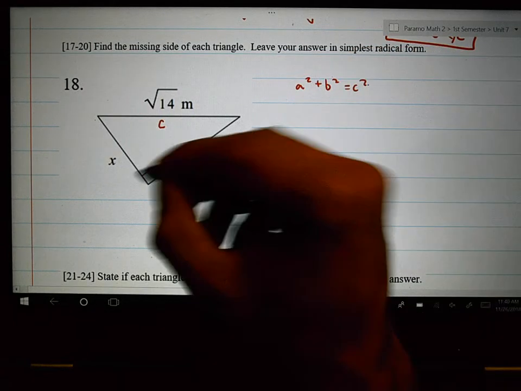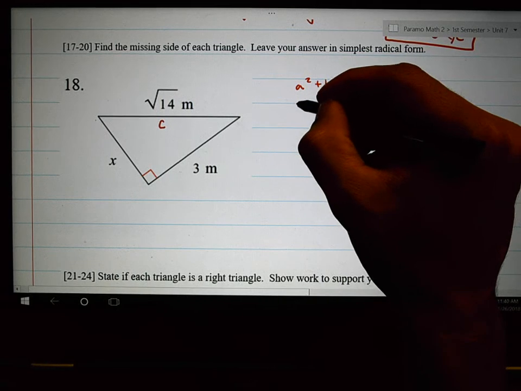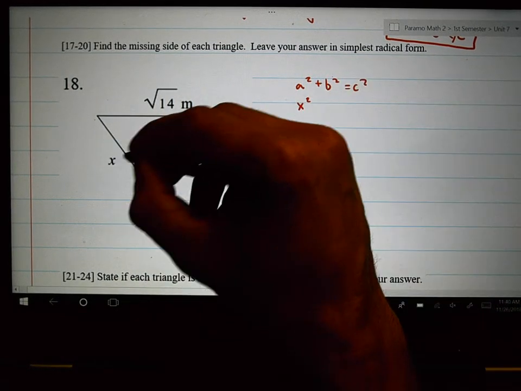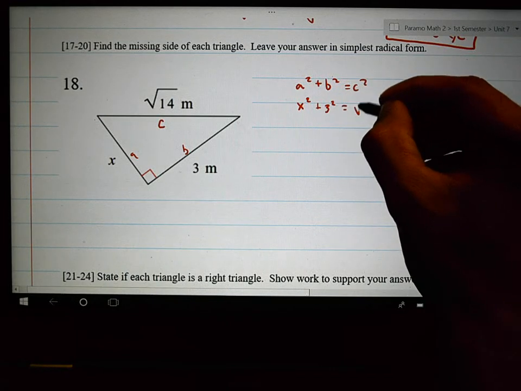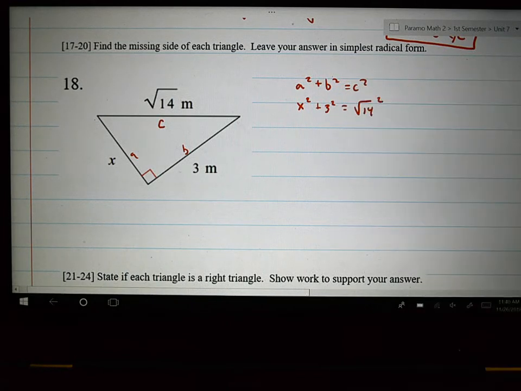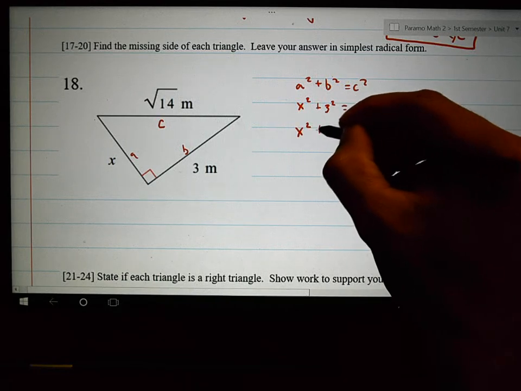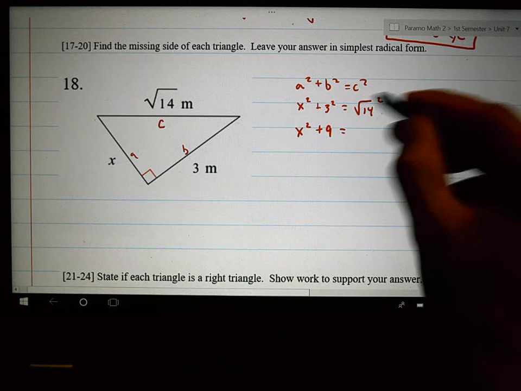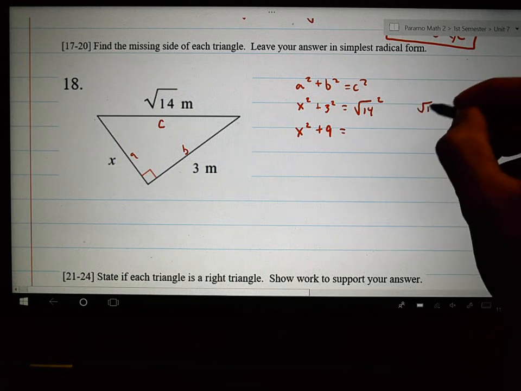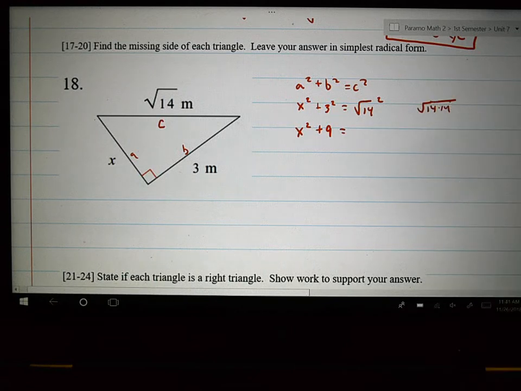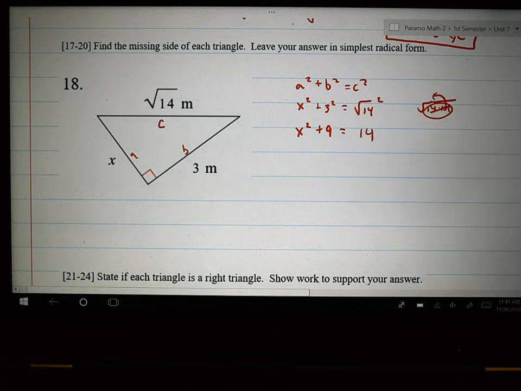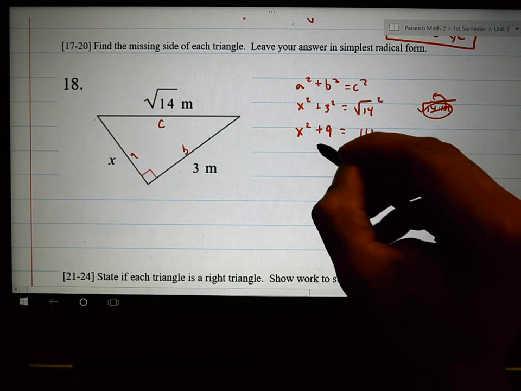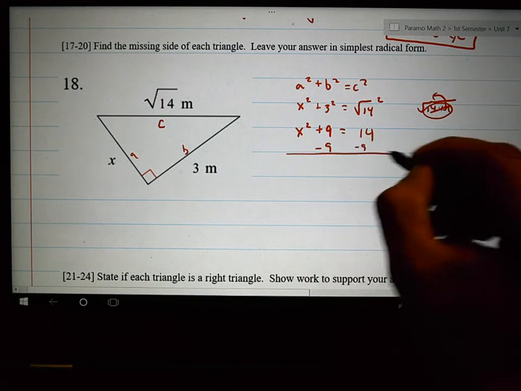But we have a right triangle, so I'm just going to plug these things in. I'm going to say that A is x. a squared plus b squared, 3 squared, is equal to root 14 squared. Plug some things in and solve. Now I know what that is, but just to show you, 14 and a 14, they're both inside a circle. One breaks out. It's going to be 14. Subtract 9, subtract 9.